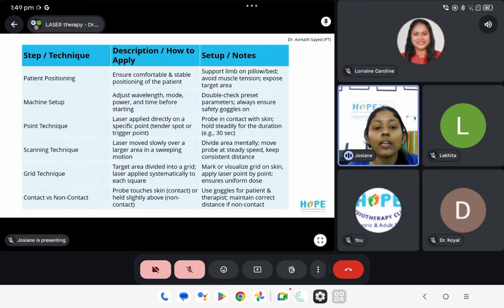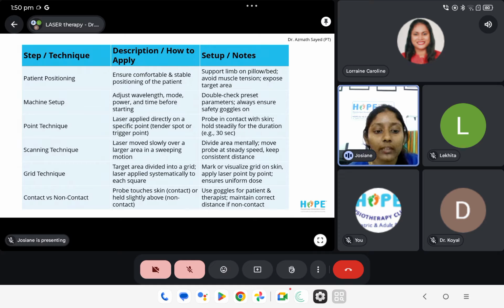The second one is the scanning technique. The laser moves slowly over a larger area in a sweeping motion, and we divide the area, move the probe at a steady speed and keep a consistent distance. The third one is the grid technique. The target area is divided into a grid and the laser is applied systematically to each square.